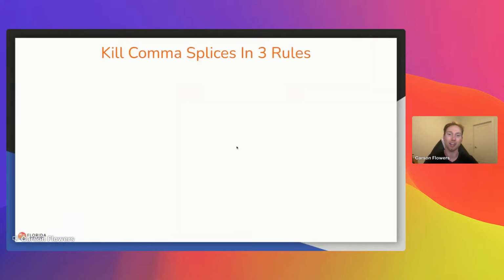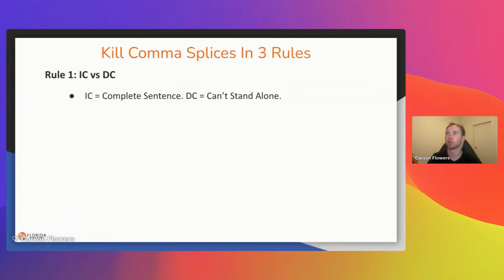Kill comma splices in 3 rules. Rule 1, you need to know what independent clauses and dependent clauses are. This is incredibly important for the grammar section. Independent clauses are just complete sentences. They are full sentences that, when read by themselves, make sense. Dependent clauses are not full sentences. They cannot stand on their own and they do not make sense when they are read by themselves. The SAT likes to test what punctuation is used when combining these different types of clauses.